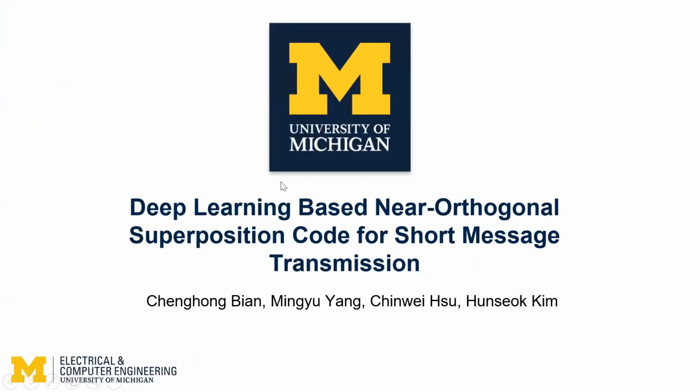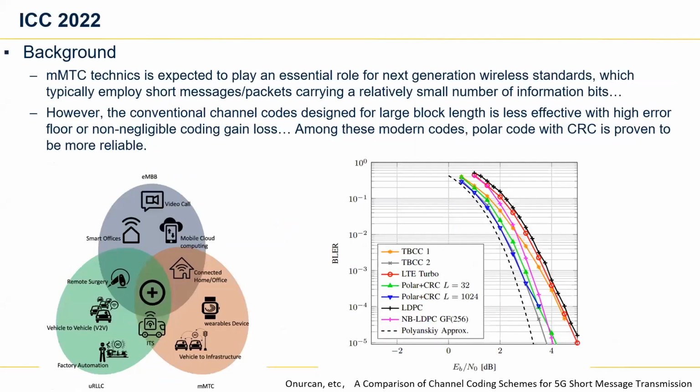Hi everyone, this is Chen Hong, and I'm going to present our work, Deep Learning-Based Near-Orthogonal Superposition Code for Short Message Transmission, at ICC 2022. This work is proposed for massive machine-type communications.